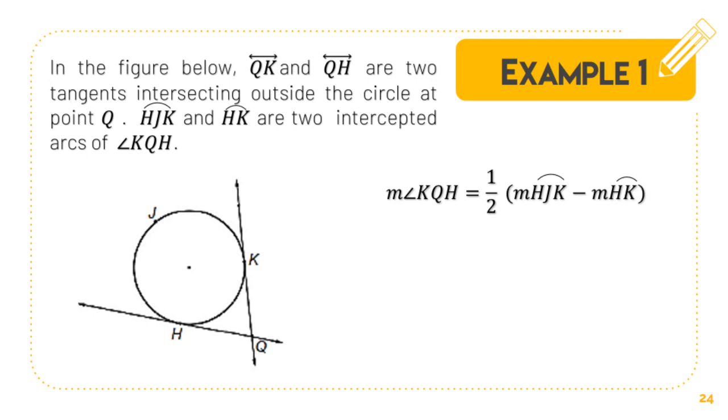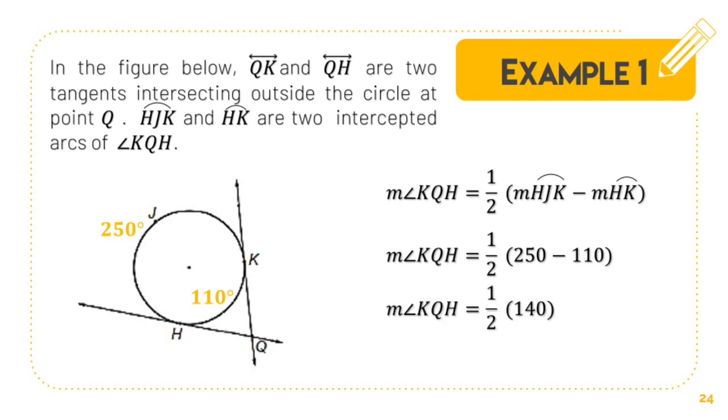Now, if the measure of arc HJK is 250, then we may say that the measure of arc HK is 110. Now, to solve for the measure of the unknown angle KQH, we have 250 minus 110 multiplied by 1/2, which gives us the measure of angle KQH, which is 70.